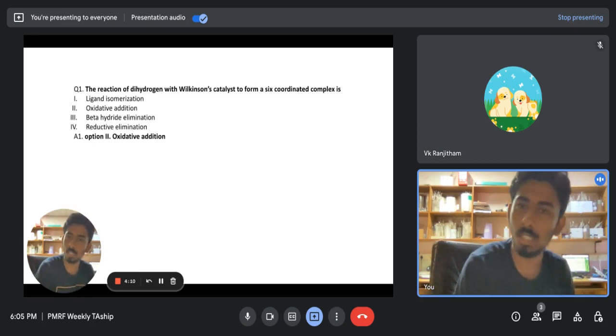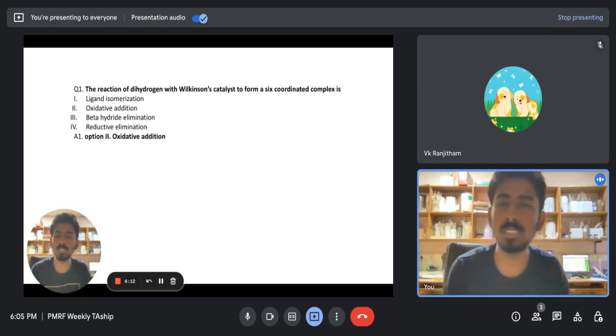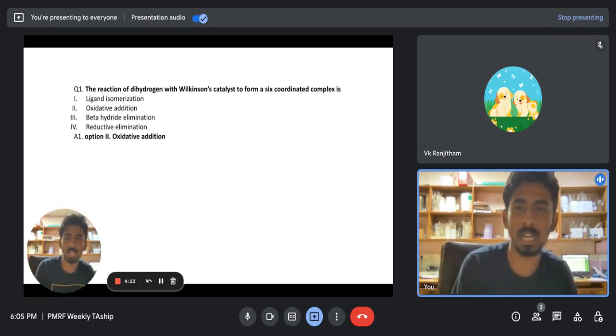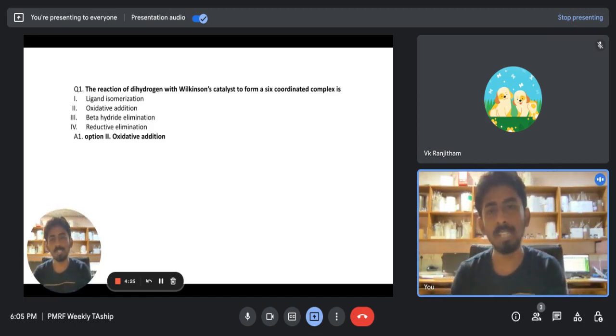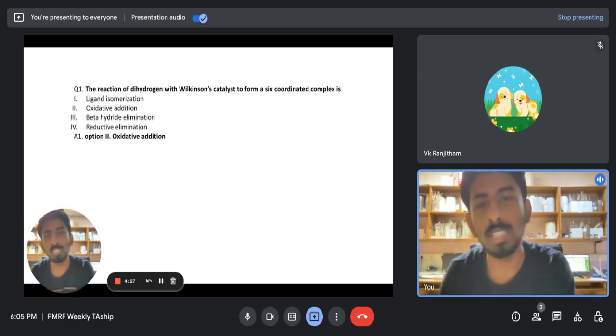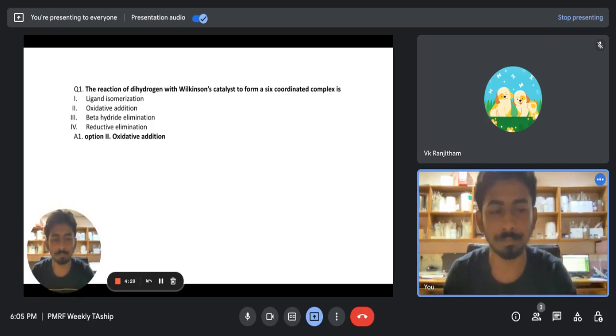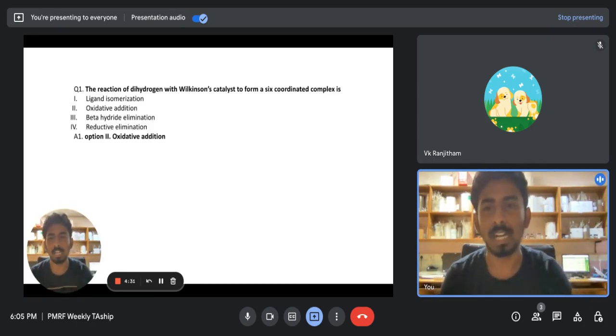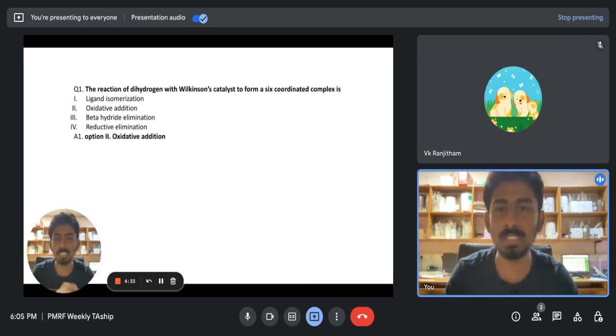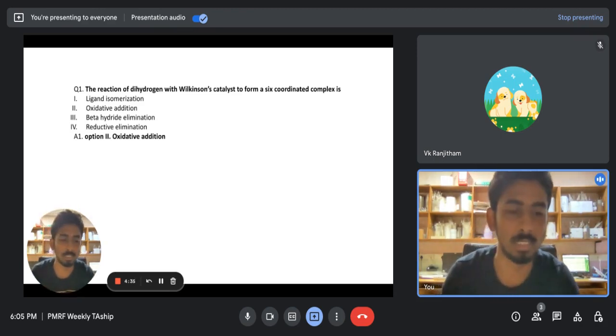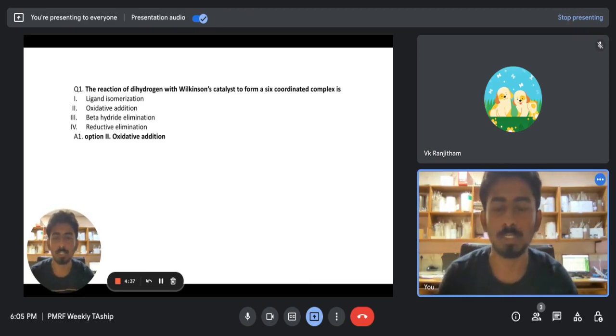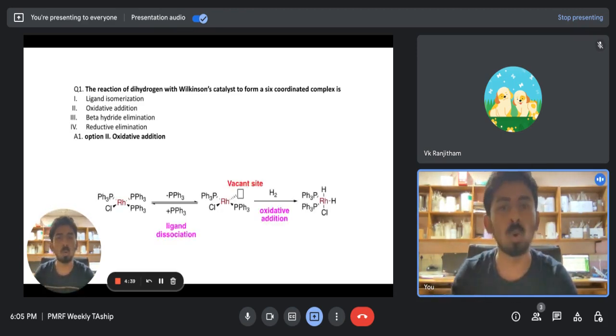First of all, you need to know how these reactions are classified: what is ligand isomerization, what is oxidative addition, what is beta hydride elimination or reductive elimination. These reactions are very prominent and well known in the field of organometallic chemistry. Coming to the answer, the correct option is option 2, oxidative addition to Wilkinson's catalyst. Let us have a look at how it goes.